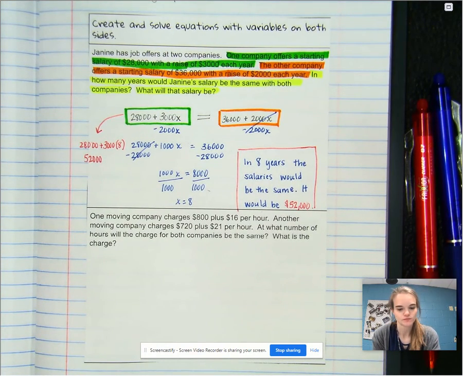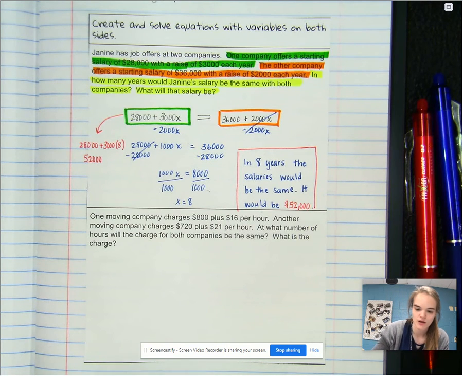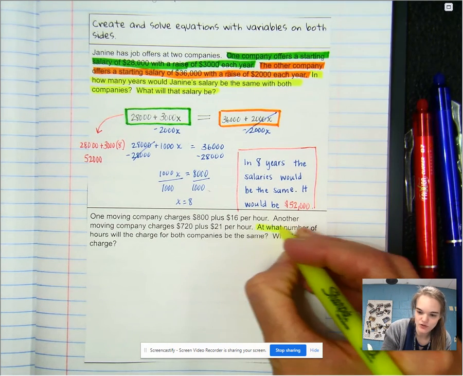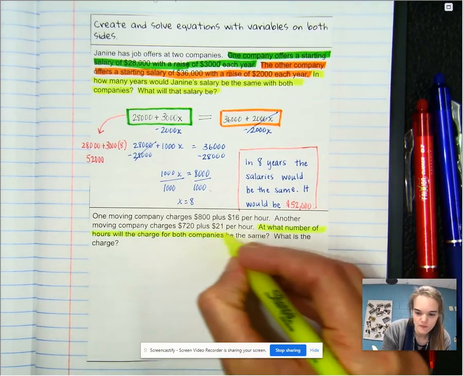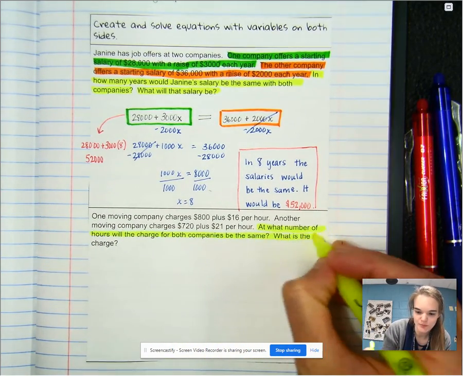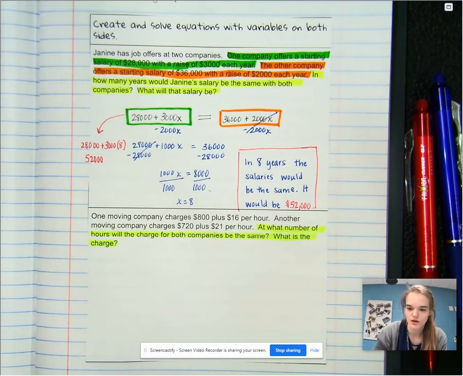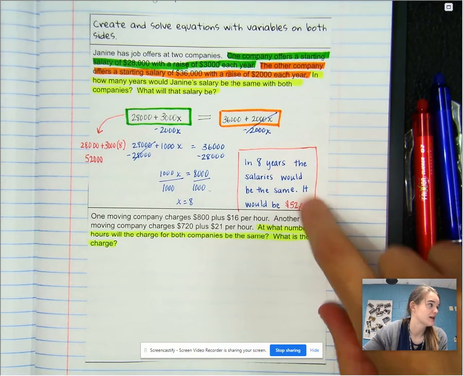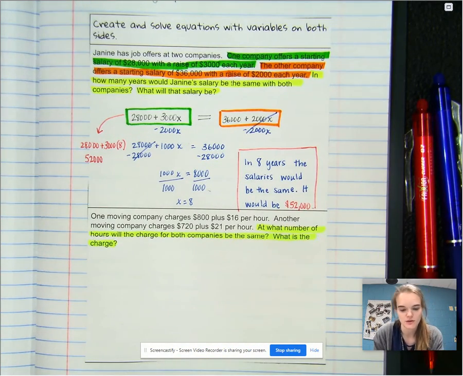Okay. So it says one moving company charges $800 plus $16 per hour. Another moving company charges $720 plus $21 per hour. At what number of hours will the charge for both companies be the same? And what is that charge? So we're going to go ahead and highlight those questions. Make sure we answer both questions. See, we did answer both here, 8 and $52,000.